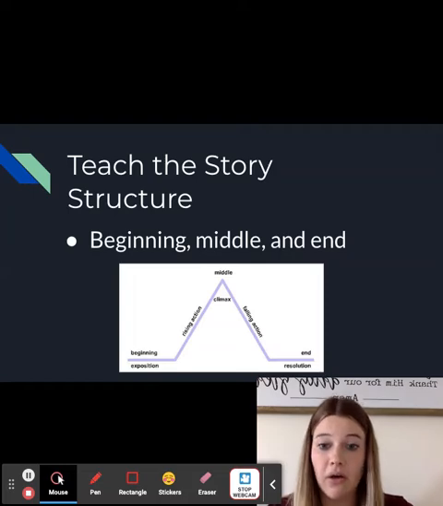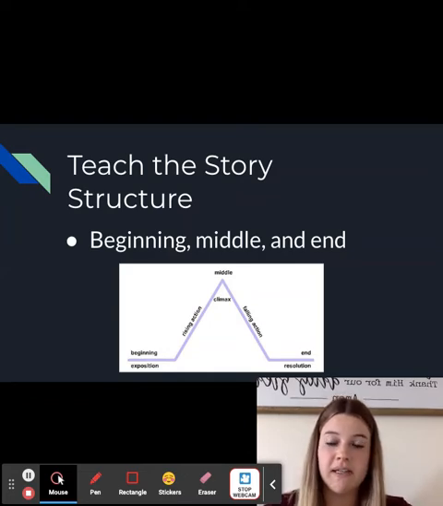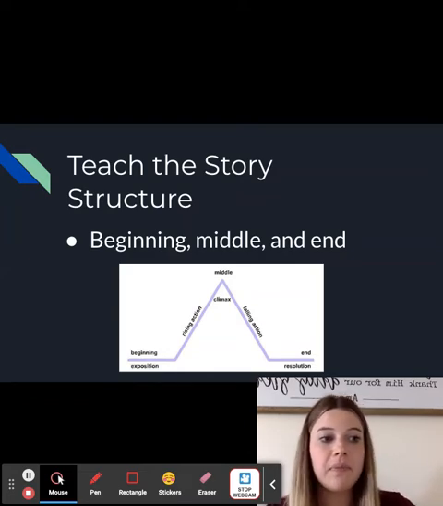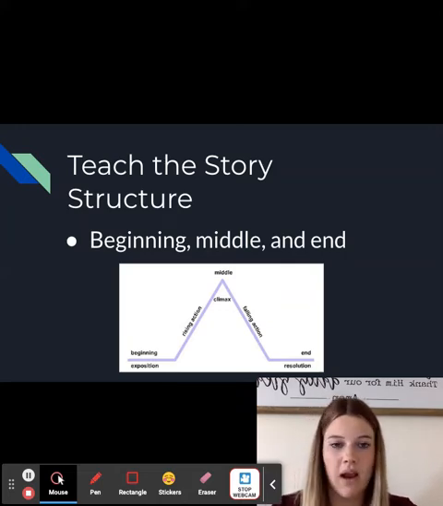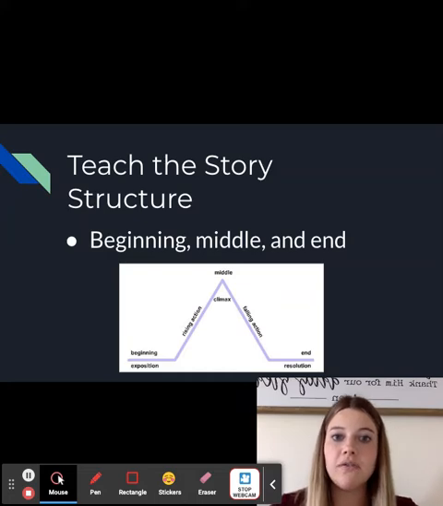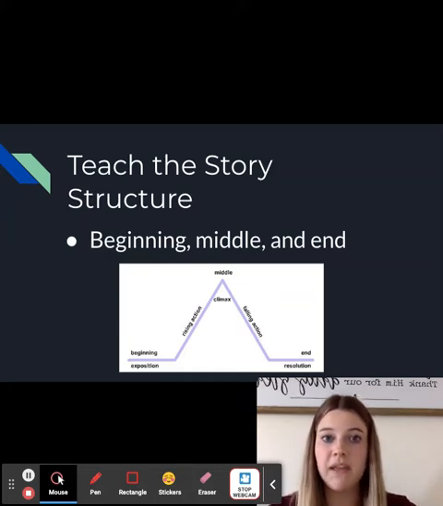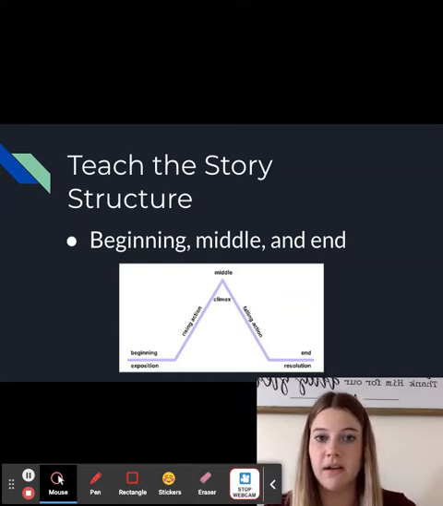And if they are a low level reader, you can break it down to beginning, middle, and end again for them. But ultimately, you want your students to be able to tell you after they read a story what happened in the beginning of the story, what happened in the middle of the story, and then how did the story end. So if we teach our students the story structure, they should be able to do that by the time they are done reading a narrative text.